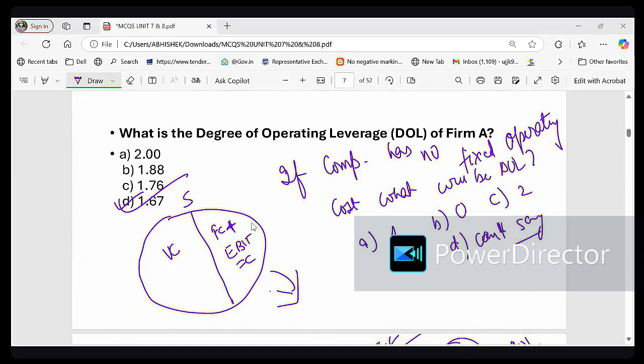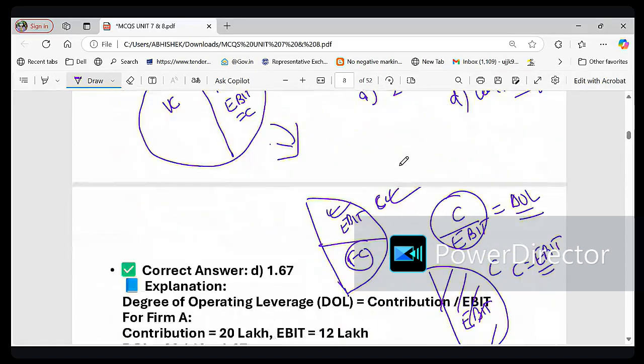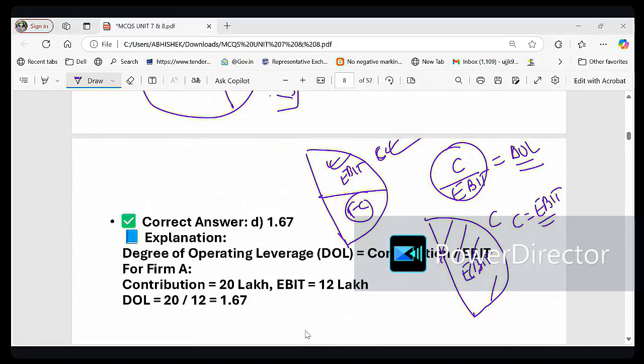Please let me know, because I'm showing you the graph since using a graph you can remember it. Sometimes you get confused whether in DOL it is EBIT in the numerator or contribution in the numerator. So I'm giving you a pie chart to make it clear. If there is no fixed cost, the entire EBIT will be equal to contribution, and that makes this ratio equal to 1. So using a graph is the most perfect way. You do not need to remember any formula, just remember the graph, and you can solve any kind of question based on DFL or DOL.